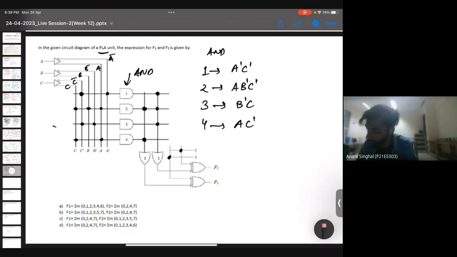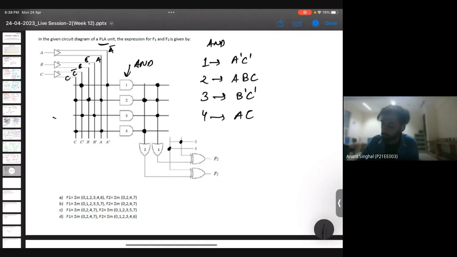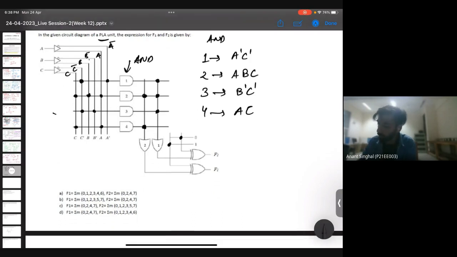Okay. Second is ABC. This is A. This is B. Okay, sorry, so this is wrong. I marked a few wrong. Yeah, so now it is fine. And then this was C. Is it clear? Yes, sir. So now we'll write the output of the OR gates.